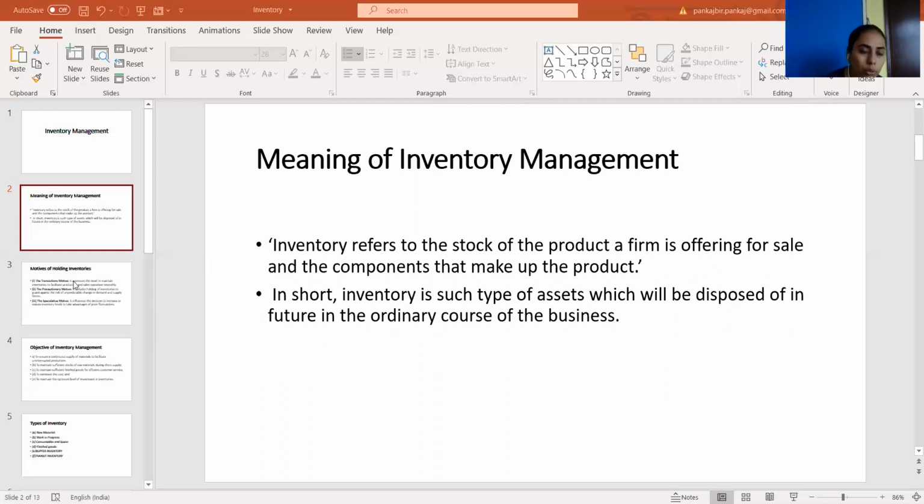Now we move on to the topic, which is the meaning of inventory management. As you see on the slide, inventory refers to the stock of the product a firm is offering for sale and its components that make up the product. In short, inventory is such type of asset which will be disposed of in future in the ordinary course of business.